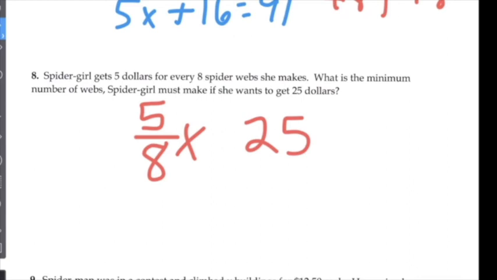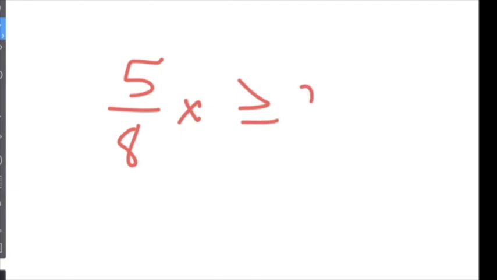And when I do the minimum, I need to figure out if it's going to be less than or greater than. So we're going to do greater than or equal to 25. The reason why I'm doing greater than or equal to is because we want to try to find the minimum amount. So what we need to do is get rid of 5/8. So let's just put a new screen. So 5/8 X is greater than or equal to 25.